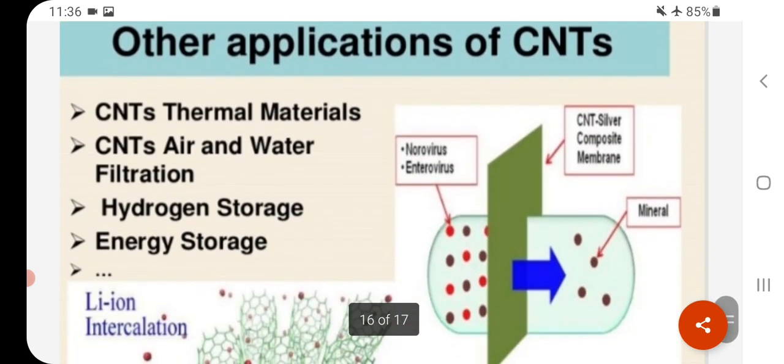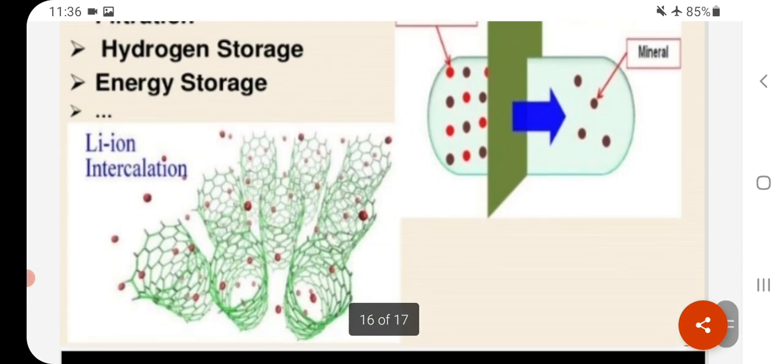Other applications of carbon nanotubes. Carbon nanotubes as a thermal material. Carbon nanotubes in air and water filtration, hydrogen storage and energy storage.